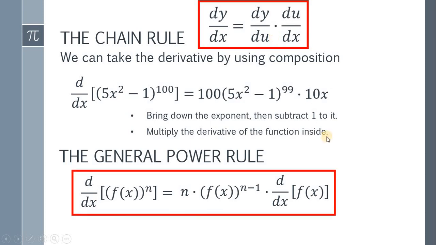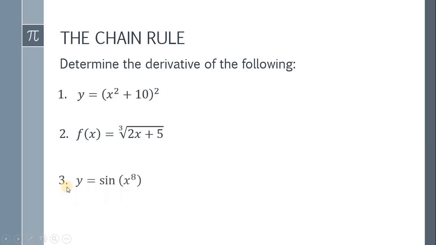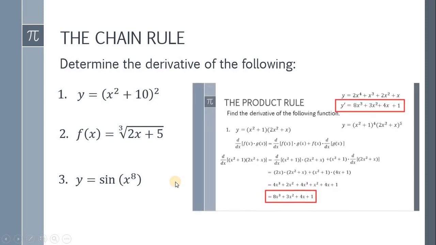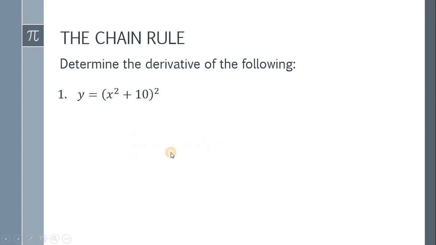So now, let's apply this concept in some example. Determine the derivative of the following. Number 1, y is equal to x squared plus 1 raised to 10. Number 2, f of x equals to the cube root of 2x plus 5. Number 3, y is equal to sine of x raised to 8. And number 4, ito yung question natin nung nakaraan, nasabi ko yung sagutan natin. So we have y is equal to x squared plus 1 raised to 4 multiplied by 2x squared plus x raised to 5. Okay, so let's start with example number 1. So what's the derivative of this? So, gagamitin natin yung ating general power rule.